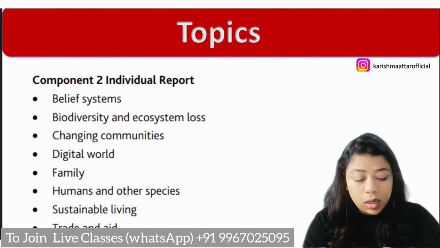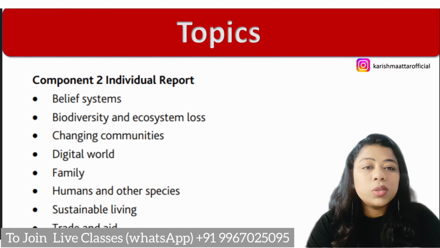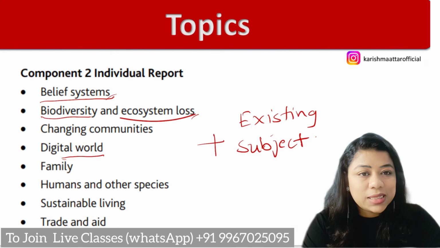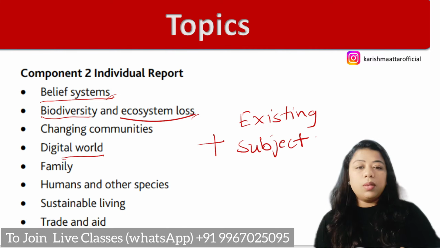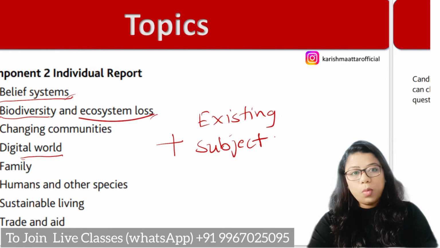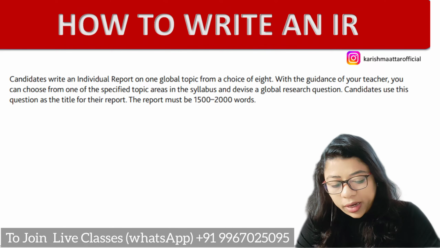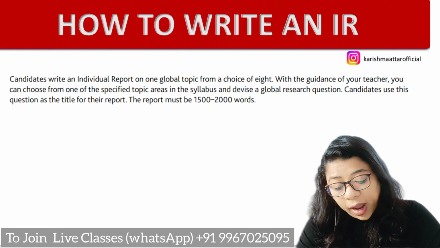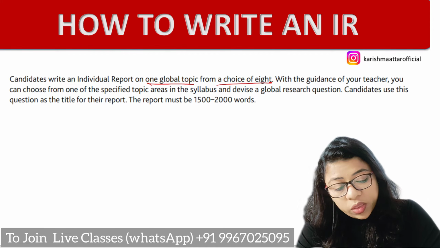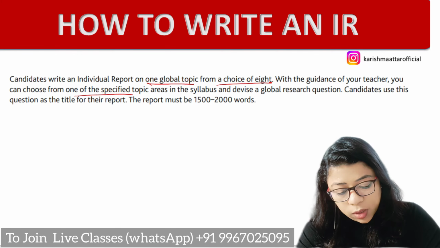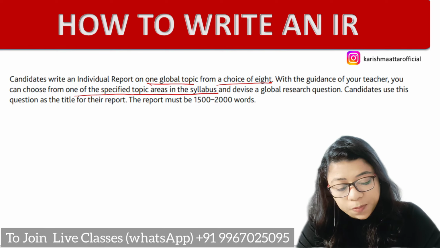Okay. Alright, so the most important thing over here is mapping your existing subjects with the topic you are choosing for your global individual report. Now moving to the next part, that is how to write an IR, your individual report. Candidates write an individual report on one global topic from a choice of 8. With the guidance of your teacher, you can choose from one of the specified topic areas in the syllabus.